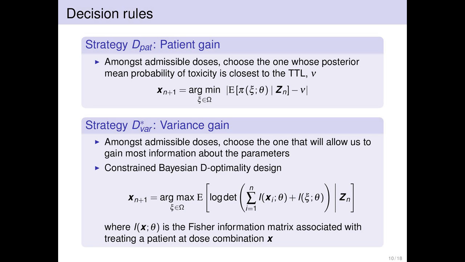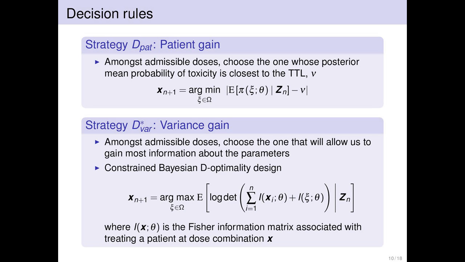And that's basically saying that we want to choose the next dose combination that gains the most information about the parameters of our dose toxicity model. And a D-optimality approach to design does this by maximising the log determinant of the information matrix. And in a Bayesian setting, all we're doing here is maximising the posterior mean log determinant of the information matrix. So this would allow us, therefore, to learn most about the parameters in the model.